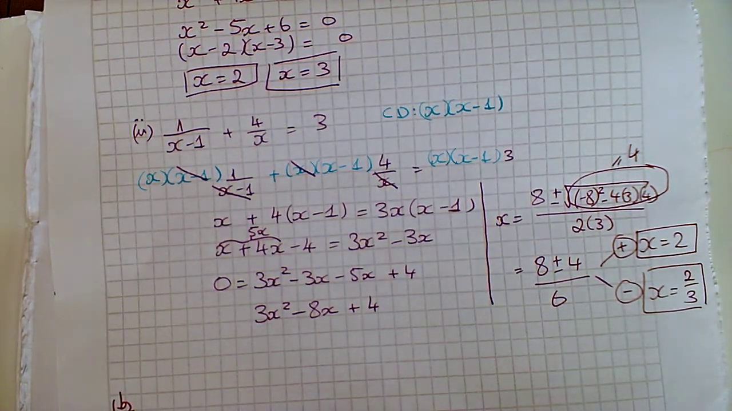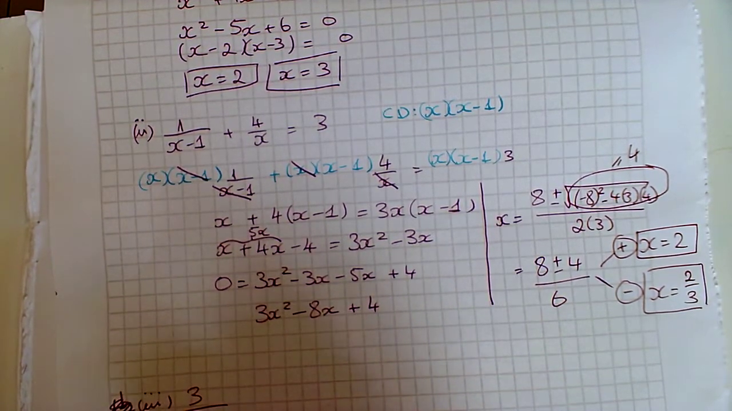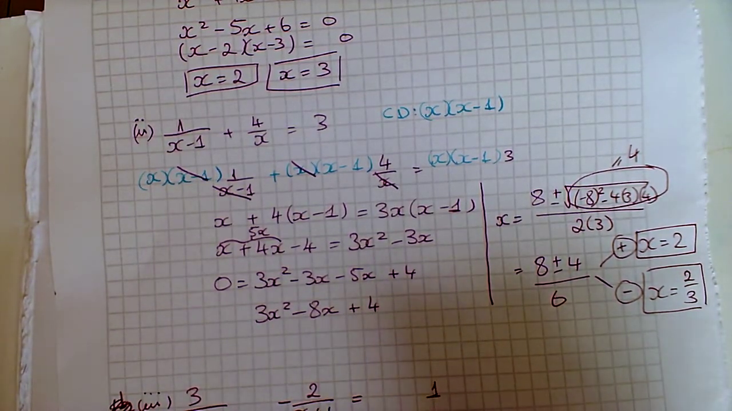Right. Oh, there's a part 3. So part 3, we're solving 3 over x minus 1. I'm going to leave space between them this time. Minus 2 over x plus 1 equals 1.